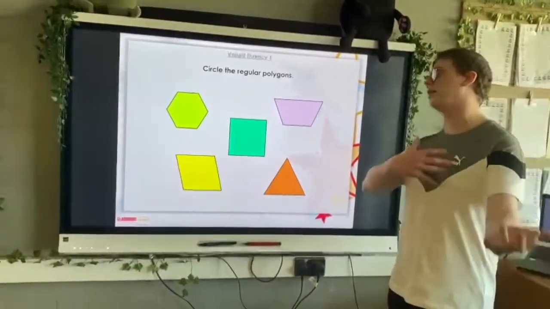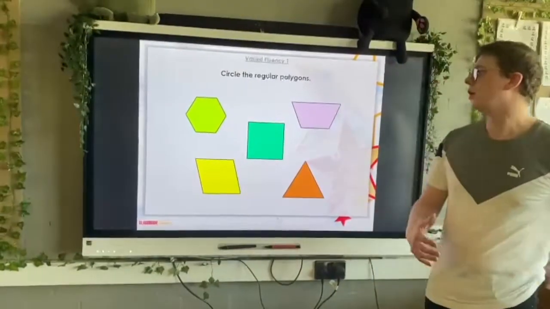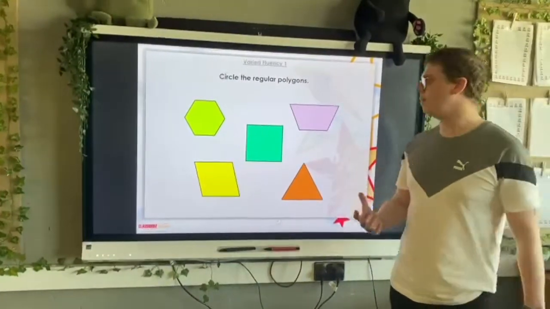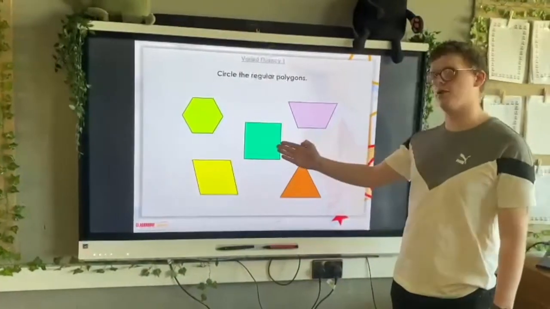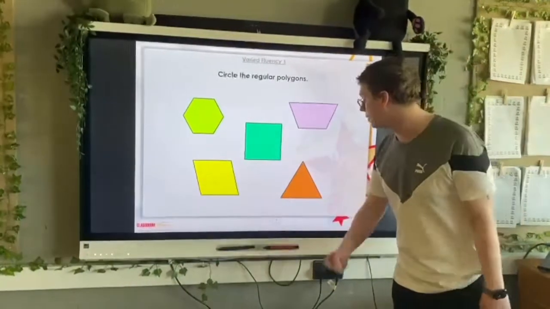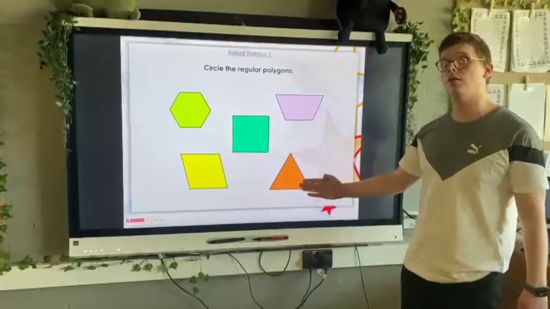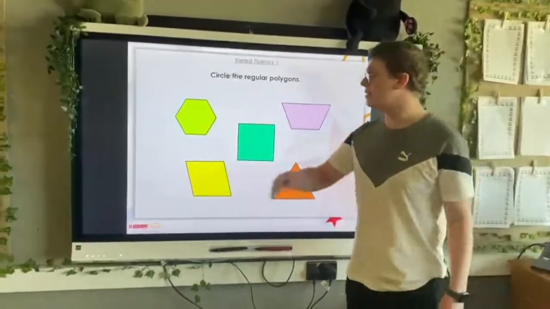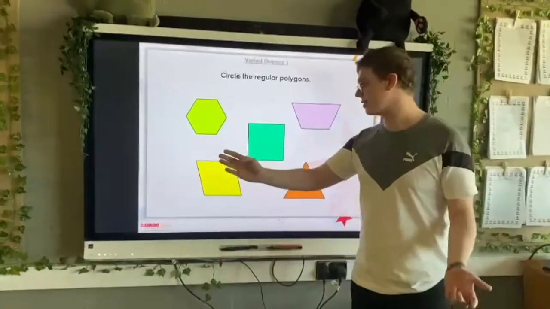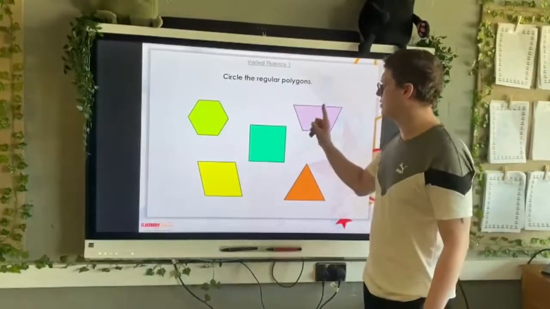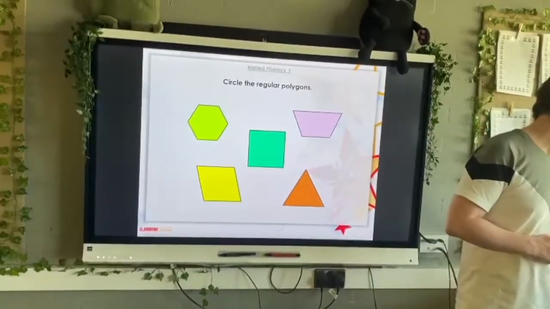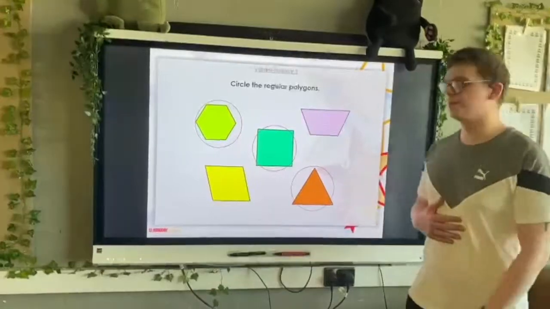regular polygon and an irregular polygon. If we have a look here, a regular polygon, we have a four-sided polygon we know as a square. A three-sided polygon is a triangle. A six-sided polygon is a hexagon. These polygons here are what is known as our irregular polygons.